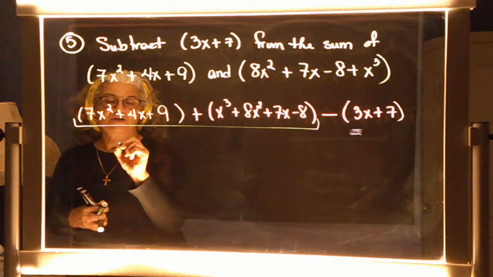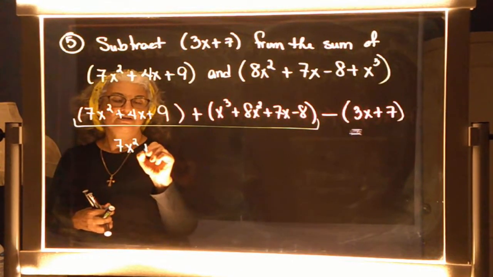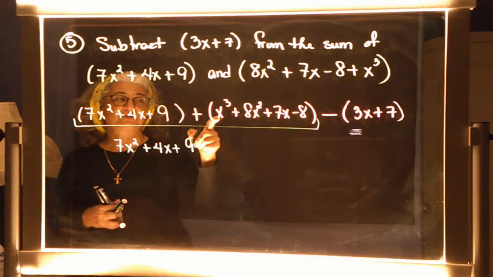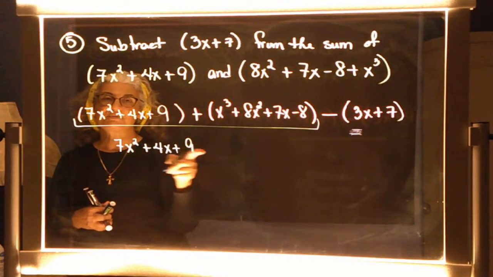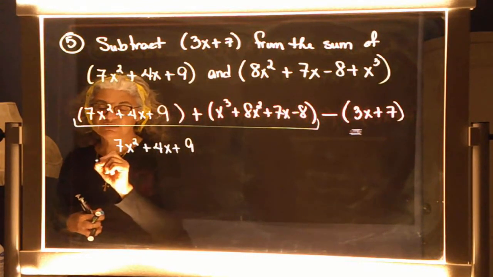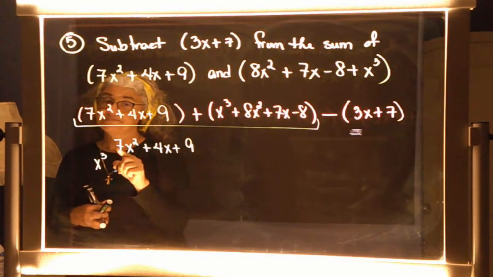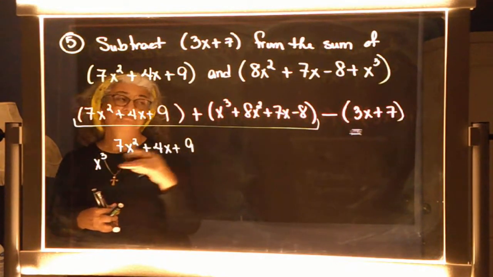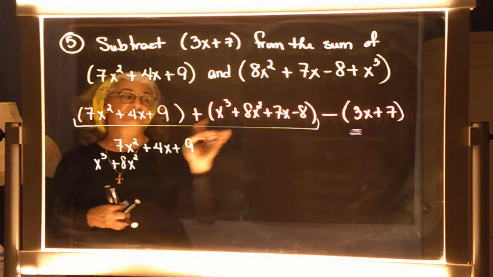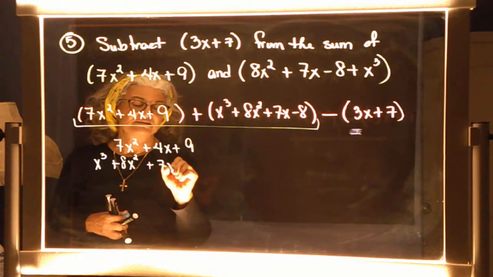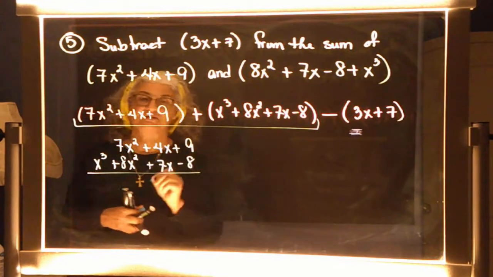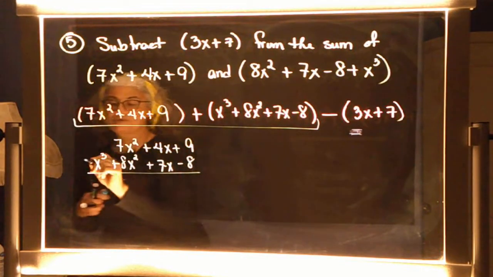So we have 7x squared plus the 4x plus 9, and I'm adding to it x cubed. Well, there's no x cubed here, are there? But it should come before the x squared, right? So I'm going to put x cubed here in front of the x squared, plus 8x squared under the x squared, plus 7x under the x, and then minus 8 under the 9. So I'm taking care of these two guys first, and we're supposed to be adding them.